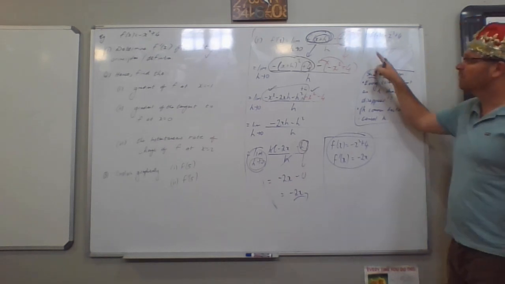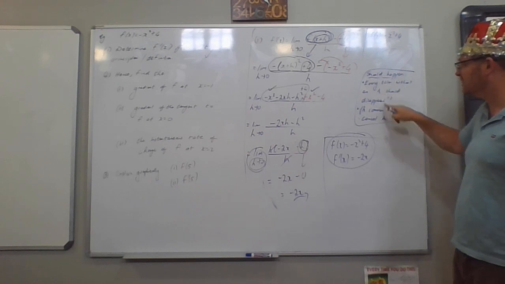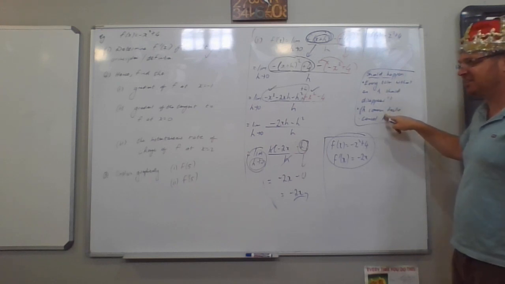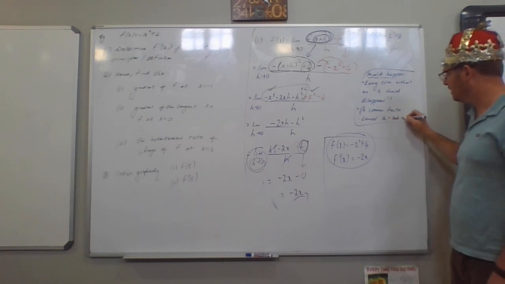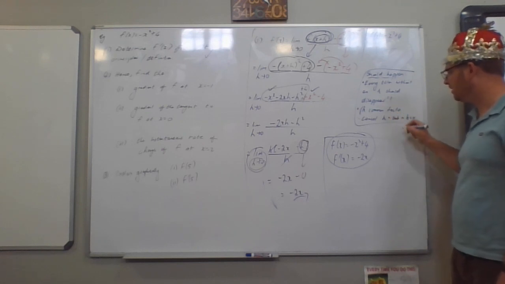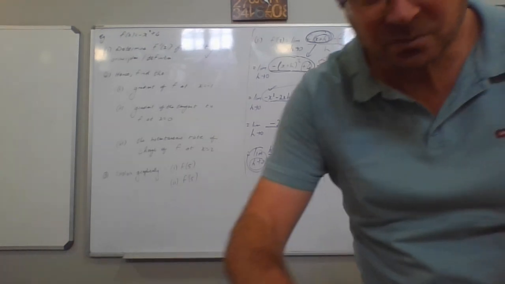So a reminder, when you're doing sums from first principles, what should happen? Every term without an h should disappear. You should be able to take out an h as a common factor. Then you cancel the h, and then you sub in h is equal to 0, and your solution is your derivative function.